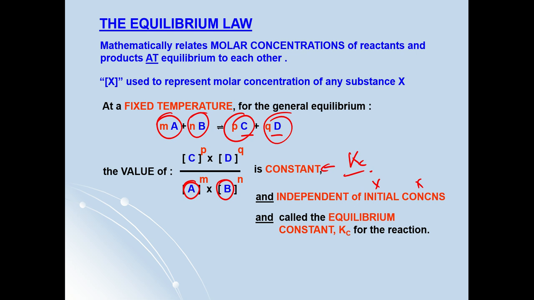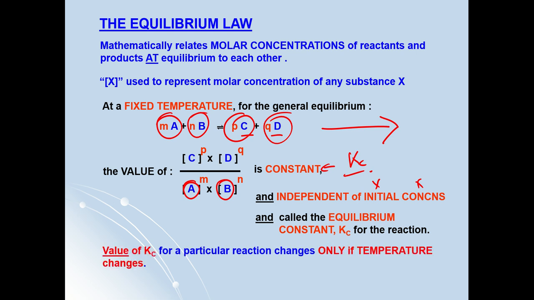So basically, the larger the Kc, the further the equilibrium lies to the product side or to the right hand side. The smaller the Kc, obviously, the further it lies to the left hand side. The value of Kc for a particular reaction only changes if the temperature changes. So changing the concentrations does not change the Kc, only changing the temperature. And that's important for lots of questions that come up.